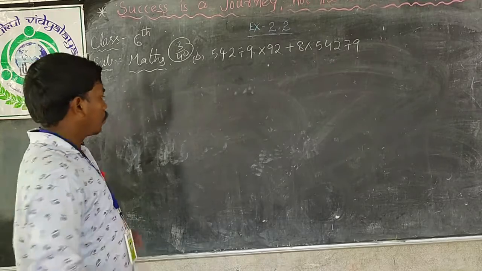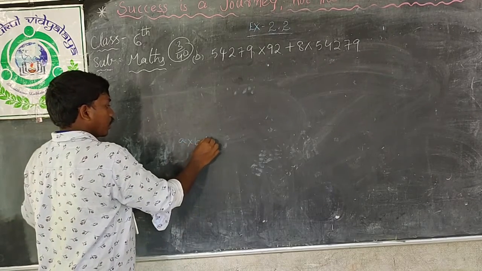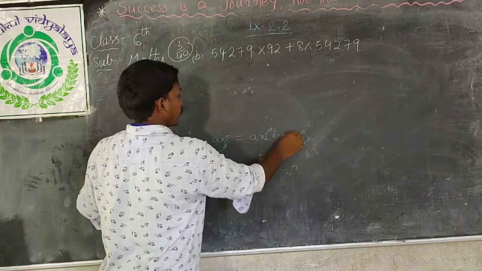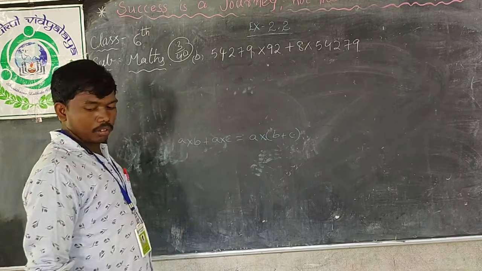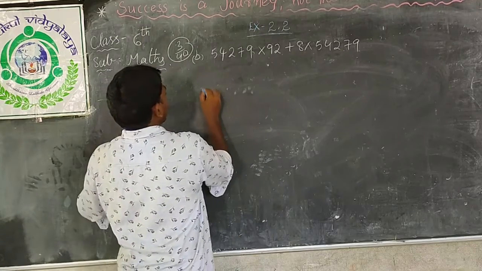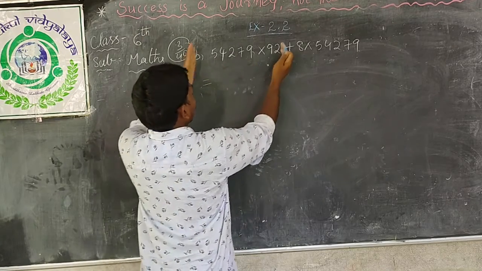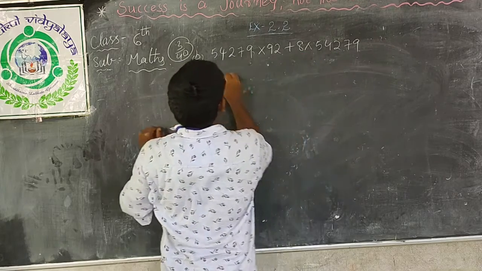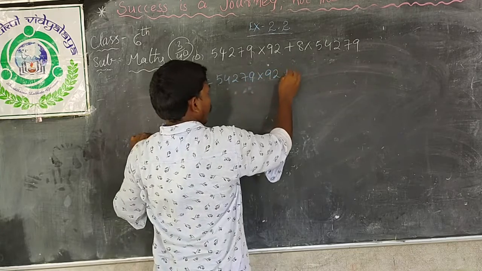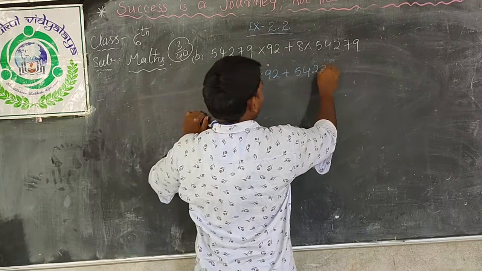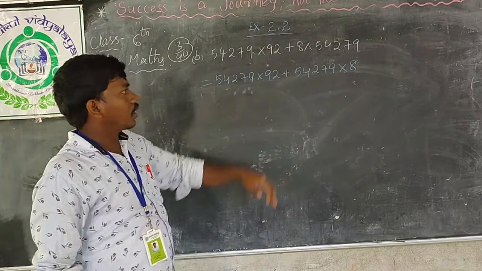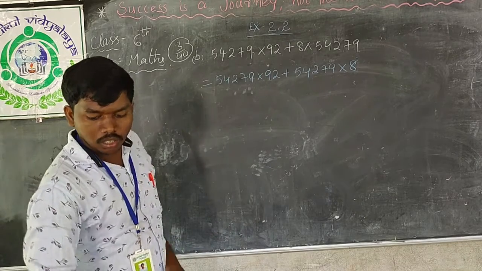Distributive law means, for example, A into B plus A into C is equal to A into B plus C. Like that, above I will arrange. See the children, this number first is there, so for this one also write first: 54,279 into 92 plus 54,279 into 8.